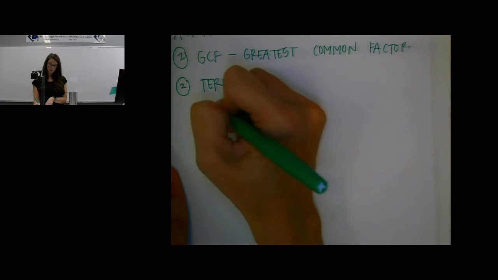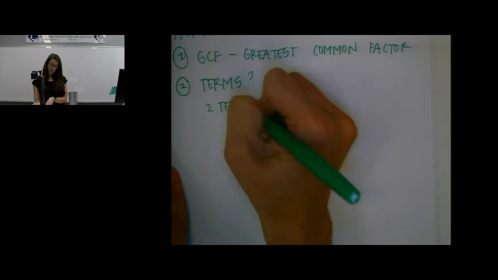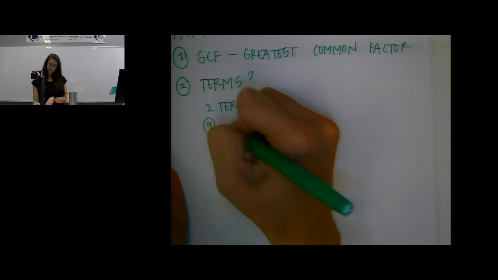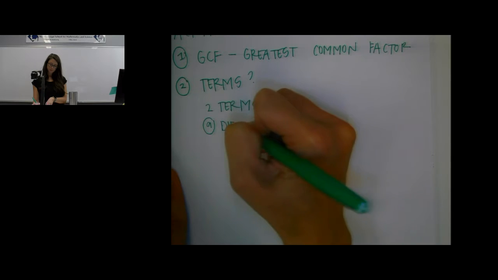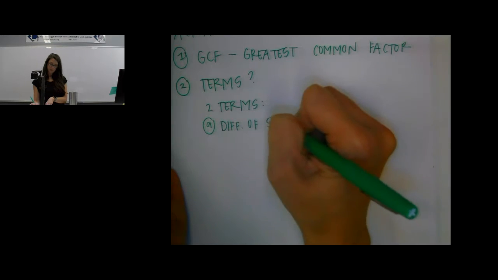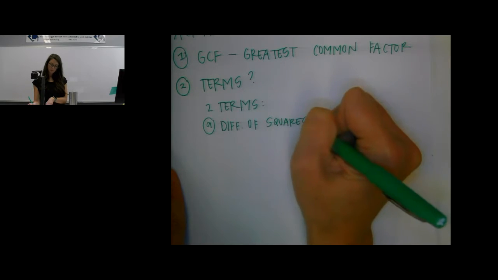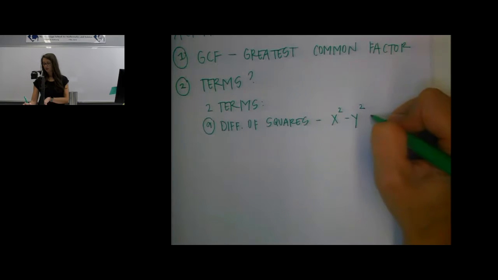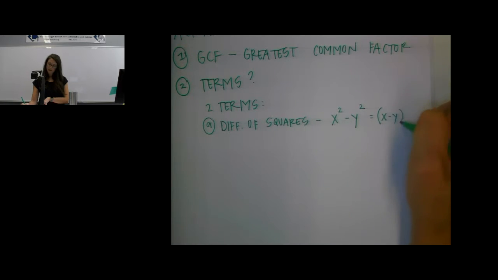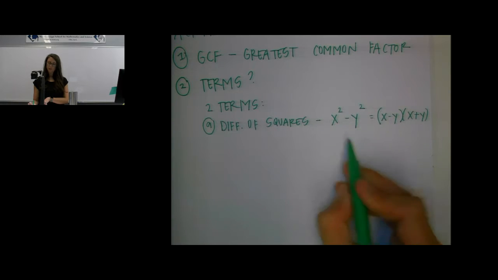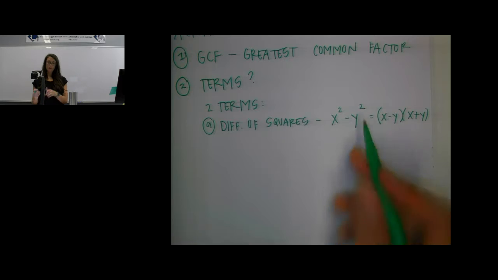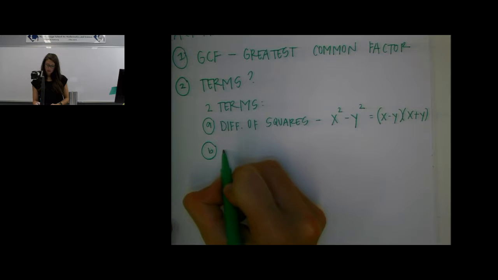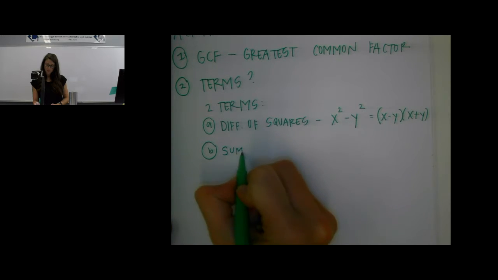Okay, if you have 2 terms, there's 3 things that it can be. The difference of squares, do you remember that one? Difference of squares. So x squared minus y squared will factor to x minus y times x plus y. So the first term has to be a square, the second term has to be a perfect square, and then there has to be a minus sign in between them. Okay, and then we have a sum of cubes.